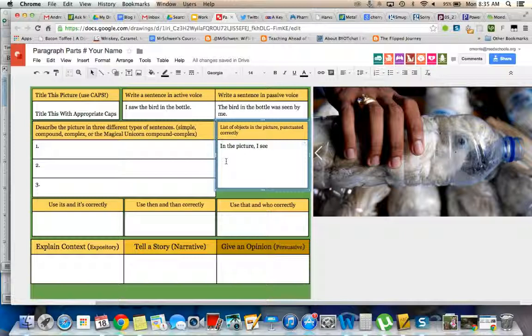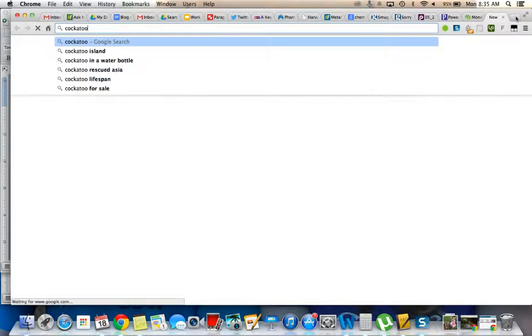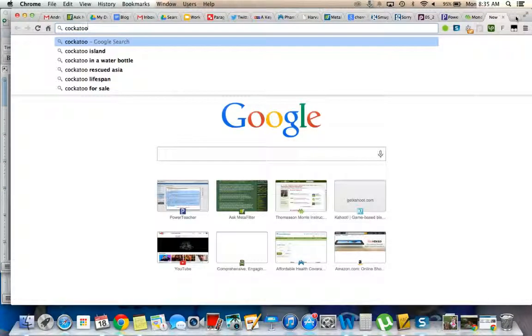All right, so make your list. Yellow cockatoos. And cockatoo is spelled C-O-C-K. I think it's A-T-O-O. Make sure. Yes. C-O-C-K-A-T-O-O.